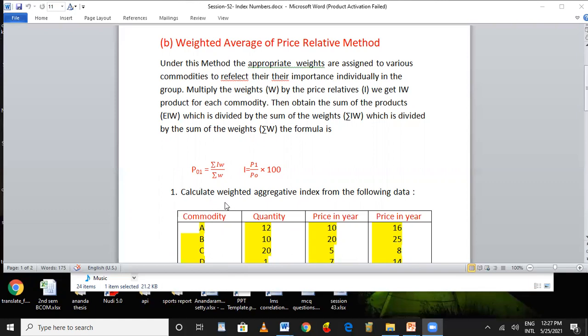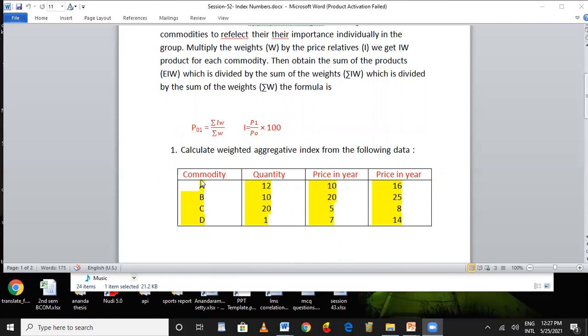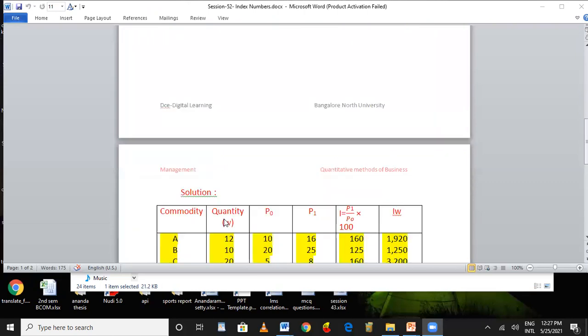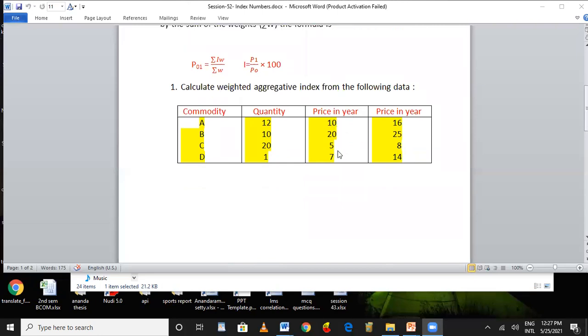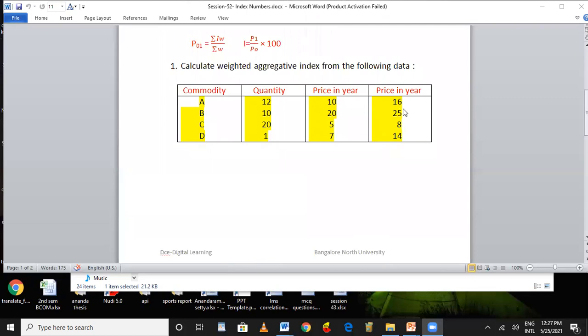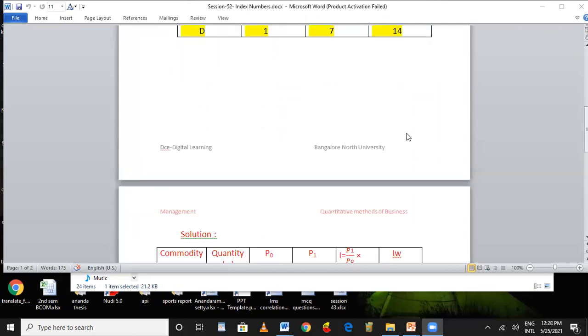Here they are asking to calculate the weighted aggregative index from the following data. They have given commodities A, B, C, D. How many commodities are there? Four commodities are there. Then the quantity they have given: A 12, B 10, C 20, D 1. So these are the weights, or we can call this the quantity. And the price in the base year is 10, 20, 5, 7. The price in the current year is 16, 25, 8, 14.